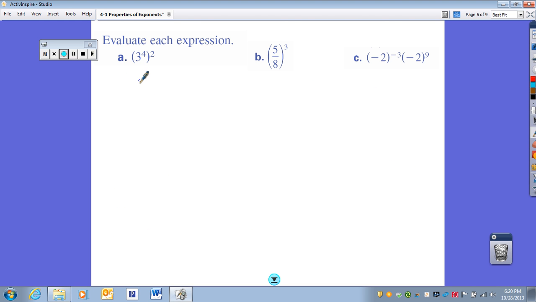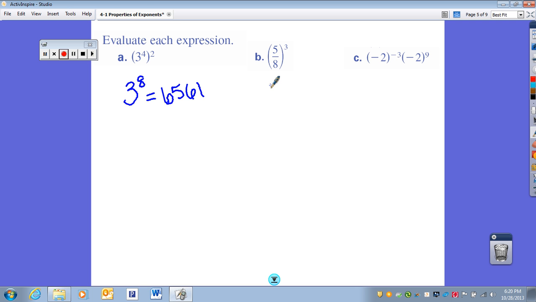Evaluating each expression, I have 3 to the 4th power raised to the 2nd power. In simple terms, I'm going to multiply the exponents together, which is 3 to the 8th. And then using your calculator, we need to simplify that expression. It comes out to be 6,561 using your exponent key on your calculator.